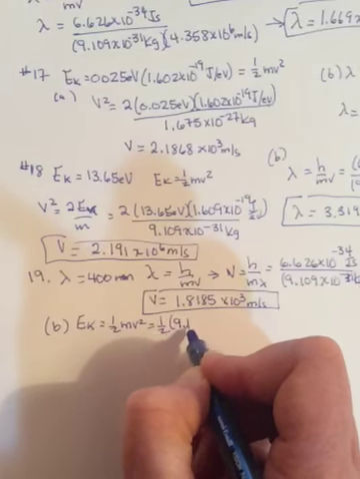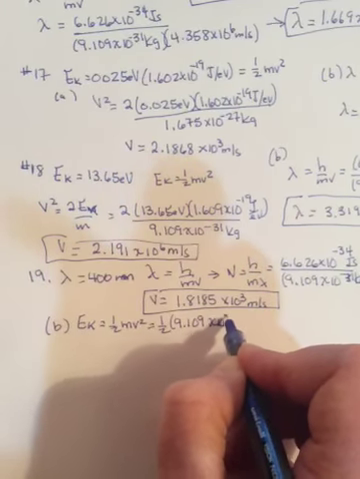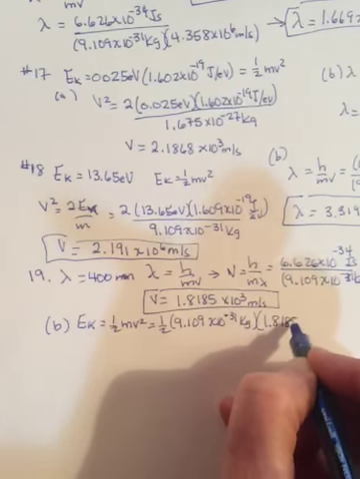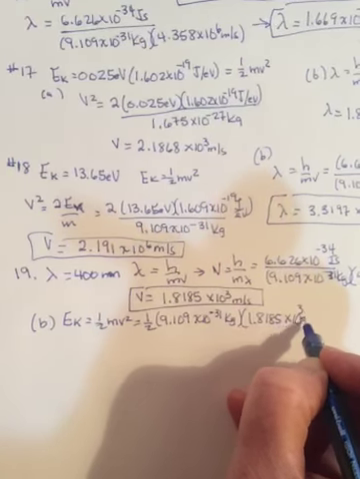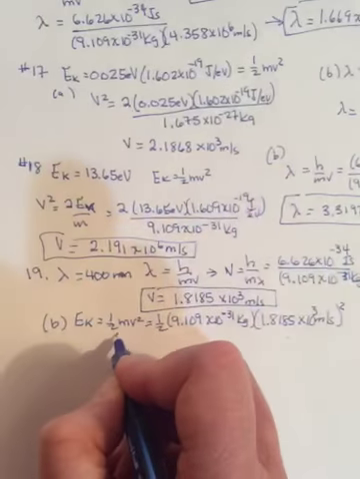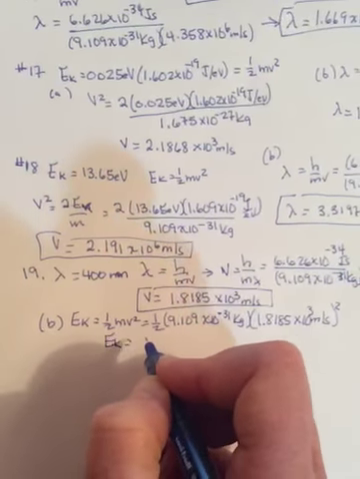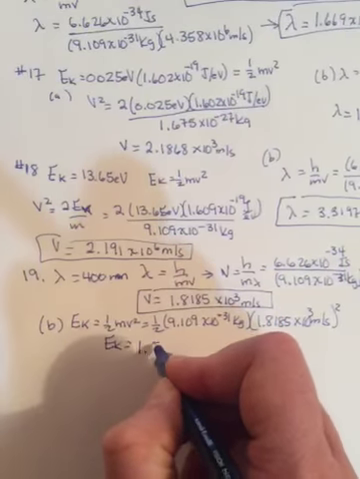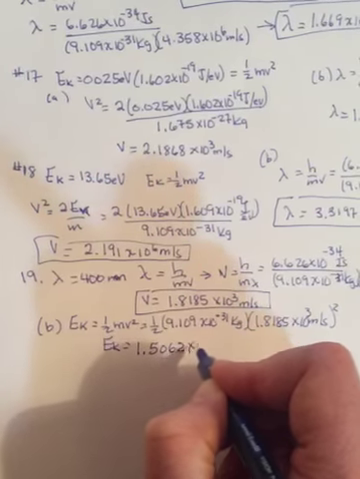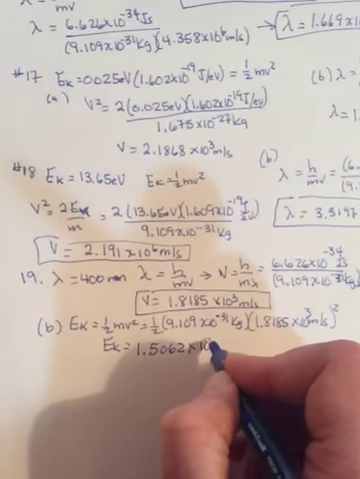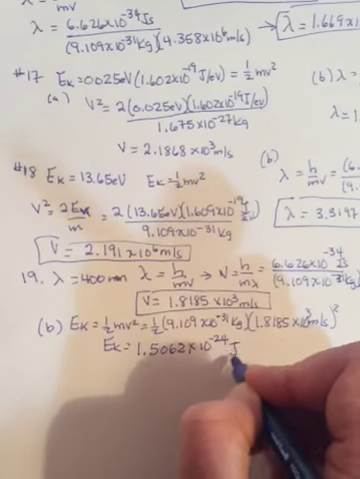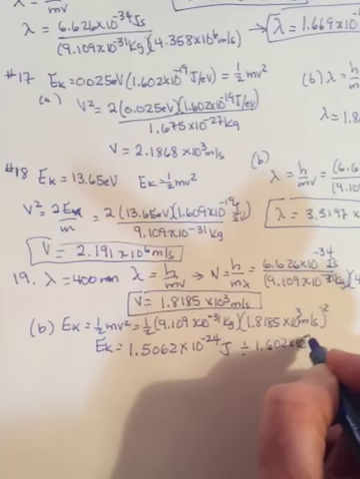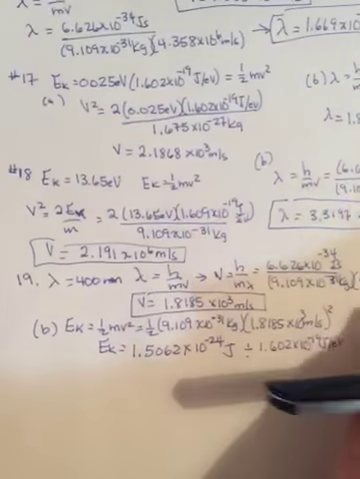So 1/2 times 9.109 to the negative 31 kilograms, times 1.8185 to the 3 meters per second. Don't forget to square it. And when you do, you get an EK of 1.5062 times 10 to the negative 24 joules, but they wanted to know it in electron volts, so you're going to have to divide by 1.602 to the negative 19 joules per electron volt.